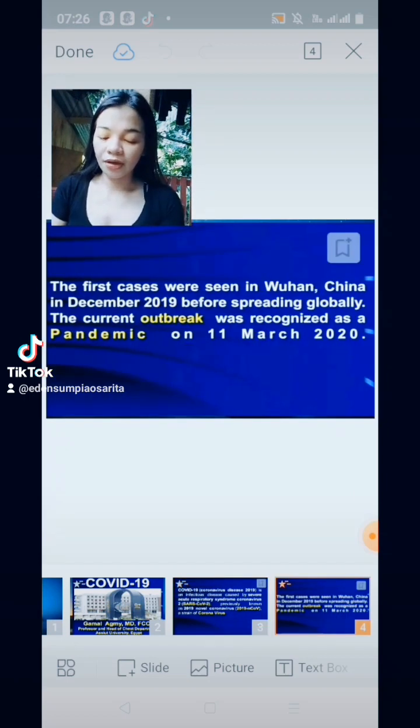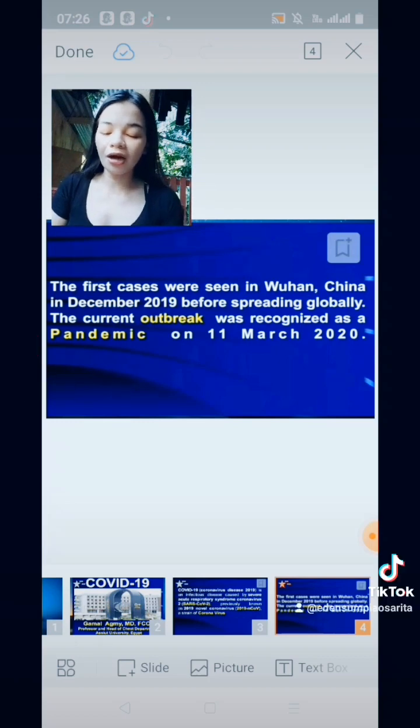So second, the first cases were seen in Wuhan, China in December 2019 before spreading globally. So the current outbreak was recognized as a pandemic on 11 March 2020.